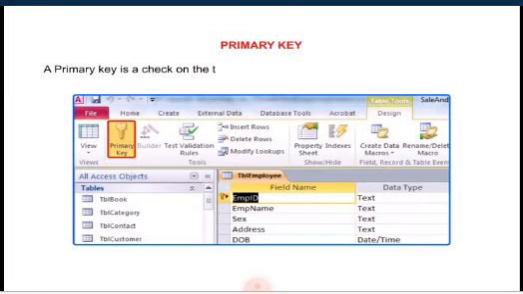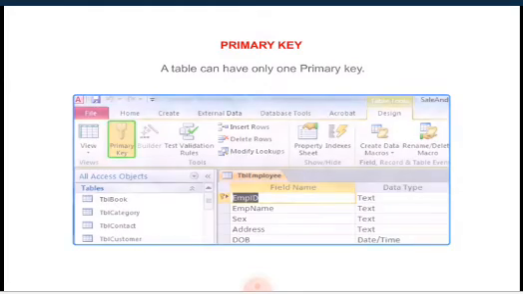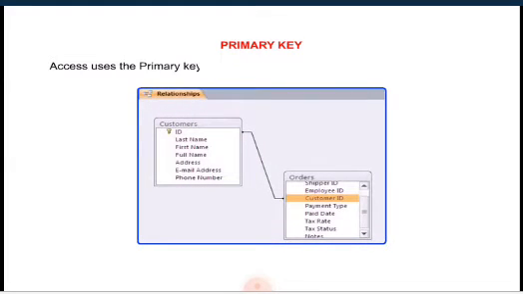Primary key. A primary key is a check on the table that uniquely identifies each record in a table. It does not contain any duplicate data. A table can have only one primary key. Access uses the primary key to relate the table's records to those in another table.